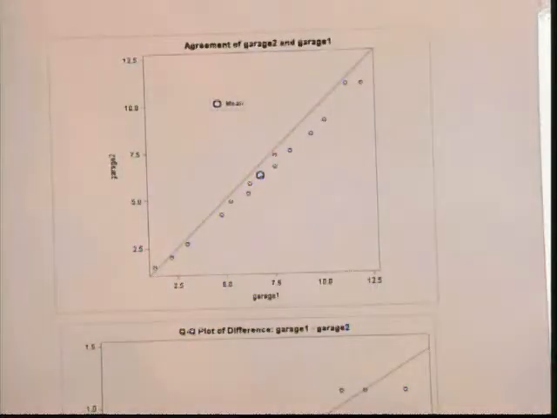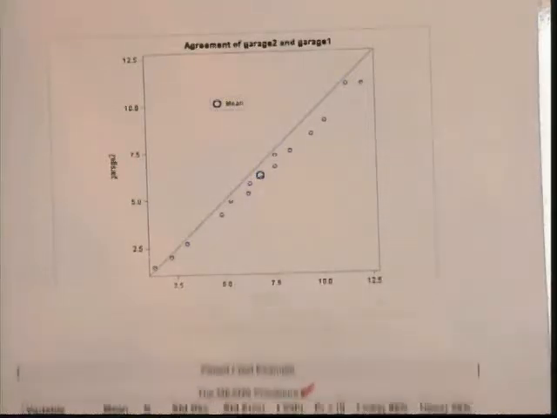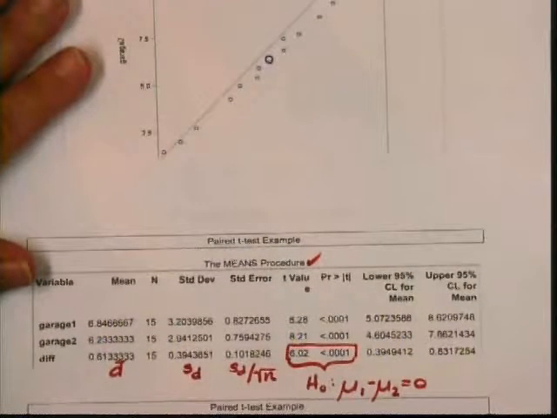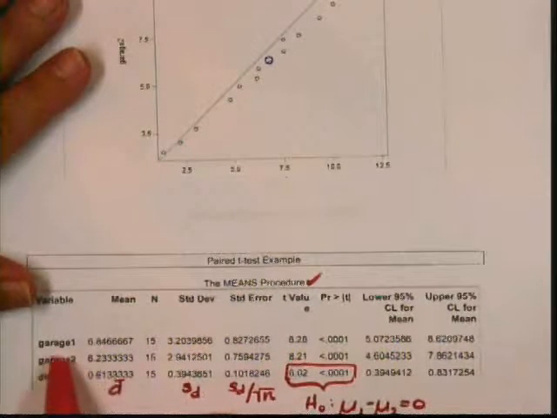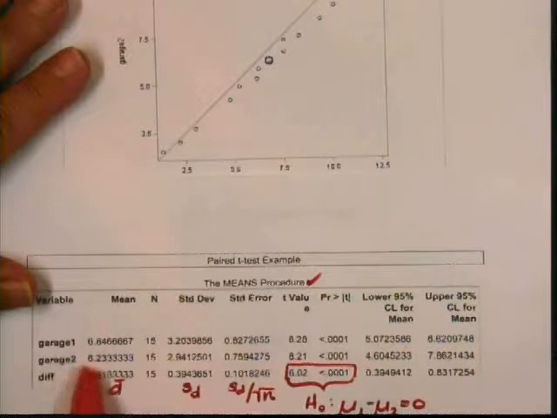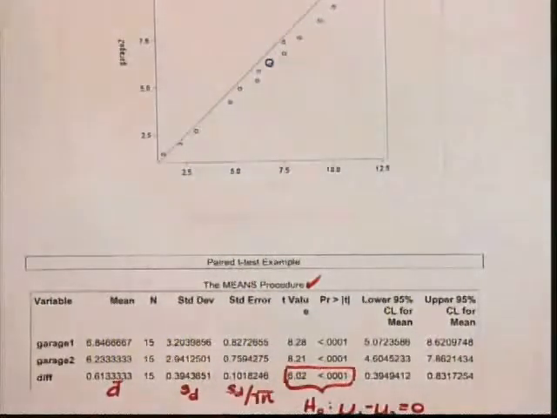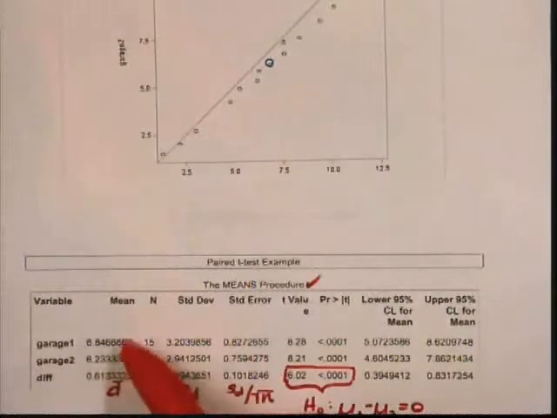So what were those values? Pardon me, I said 7. Garage 1 is 6.8, garage 2 is 6.23, and that's what this dark circle is centered at, at the coordinates of those two means.